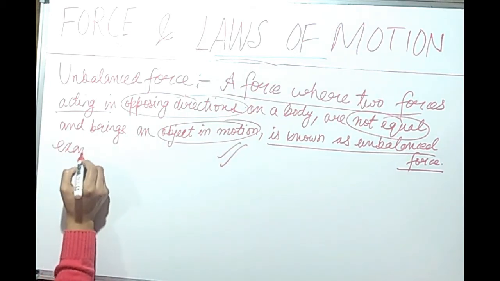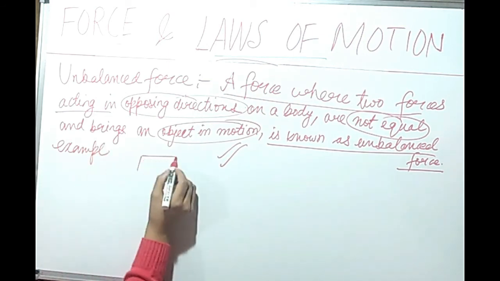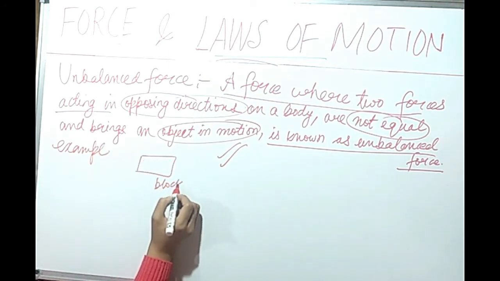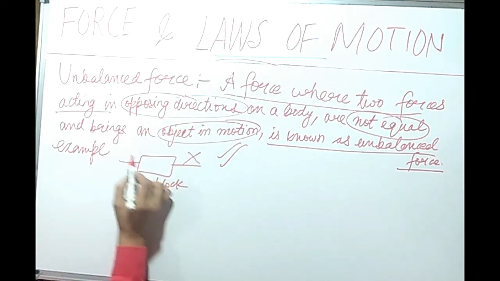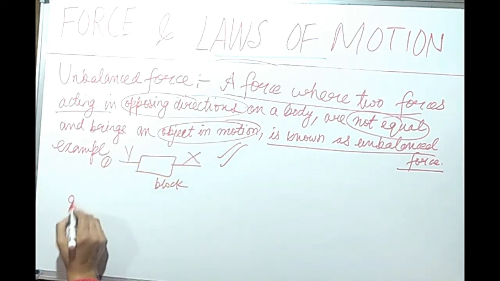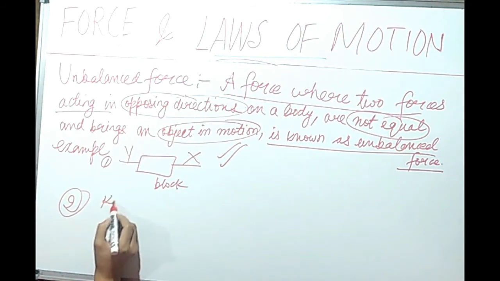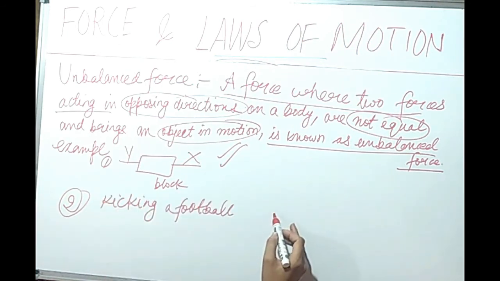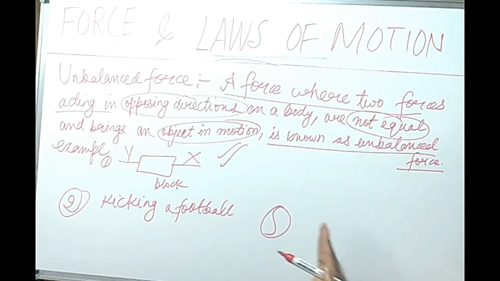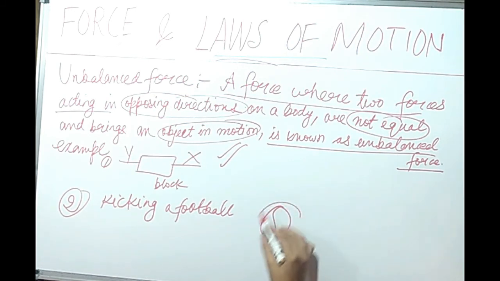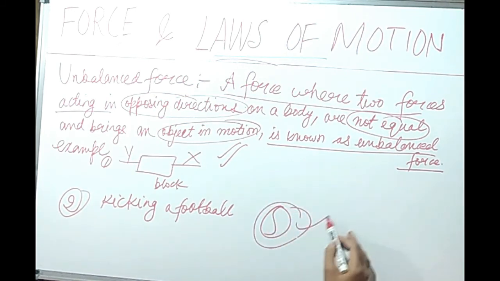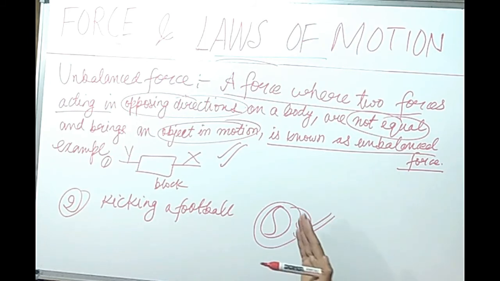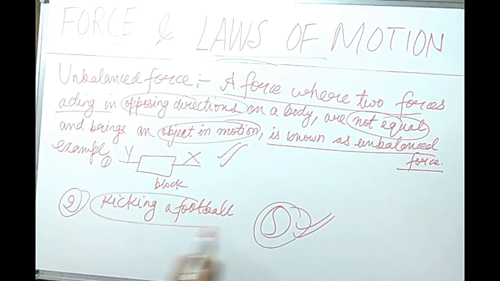For example, we have already discussed the wooden block case as an example. You can mention it here. And another example you can take, kicking a football. There is a football. If you kick this football and it moves from one place to another, that means unbalanced forces are acting on it. This ball has been brought in motion, that means unbalanced forces are acting on this. So kicking a football is an example of unbalanced force.